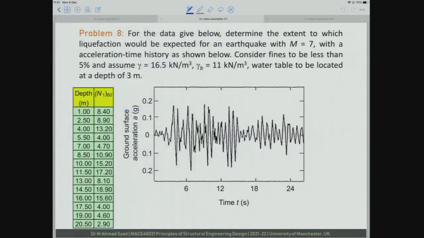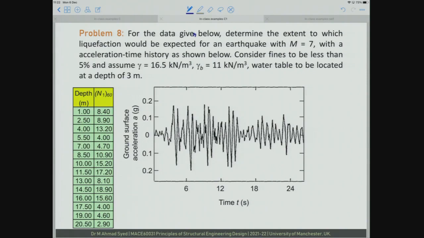Okay, now the next example. So here it says, for the data given below, determine the extent to which liquefaction would be expected for an earthquake with M equal to 7, with acceleration time history as shown below. Consider fines to be less than 5% and assume gamma 16.5 and gamma buoyant as 11. It also says that the water table is at a depth of 3 meters.